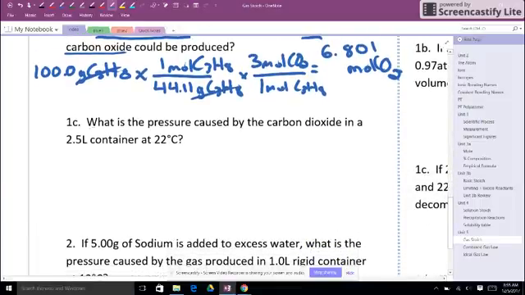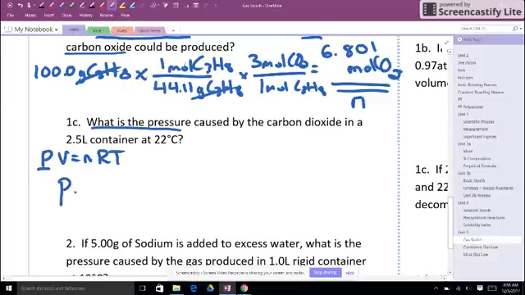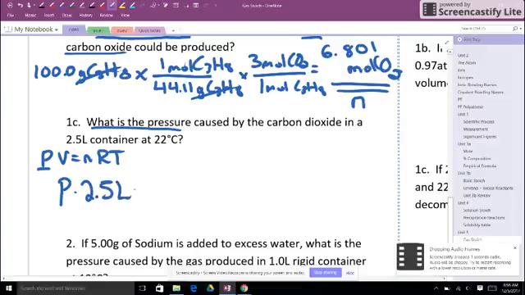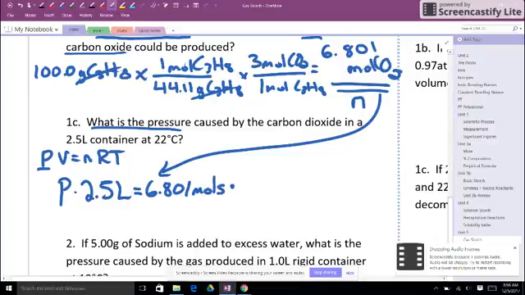Now, how can we use this? Now, what is the pressure caused by the carbon dioxide in a 2.5 liter container at 22 degrees Celsius? So we need to use this moles of CO2 as our n, moles of gas. So we're going to be doing PV=nRT here. It's asking for pressure, so I'm going to say pressure times my volume, which is 2.5 liters. n was 6.801 moles. It doesn't mention in this problem, so I'm just going to use my first R value, 0.0821 liters atm over moles Kelvin.